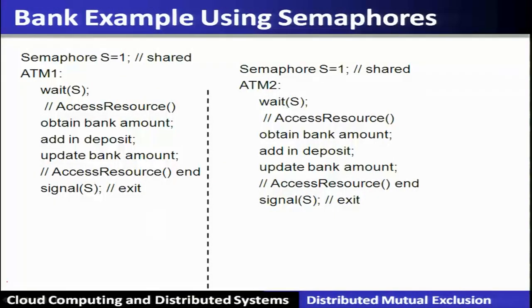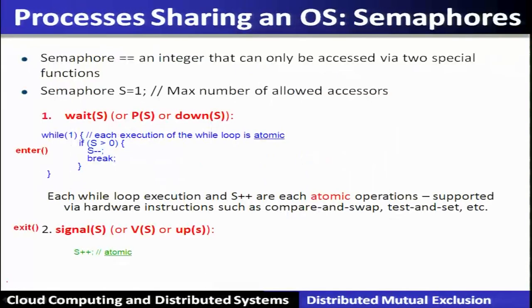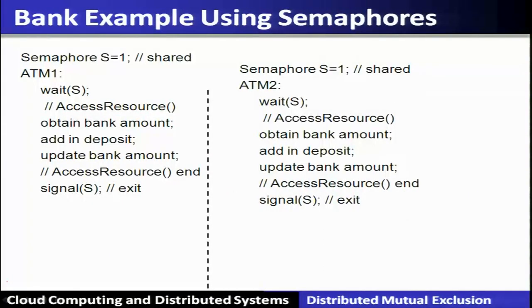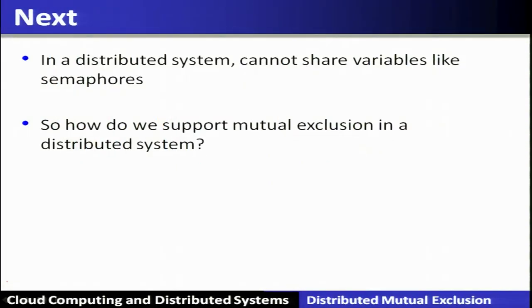Using this semaphore, you can see the bank example when the semaphore variable S is initialized to 1. Whenever wait is executed, it will decrement the value of S by 1 and enter into the critical section. On ATM2, if at that point of time it wants to access the critical section, it will not be allowed. Why? Because the value of S is not 1, as per the conditions. Similarly, the signal will set the value of S again to 1, so that the other process can execute in the critical section.